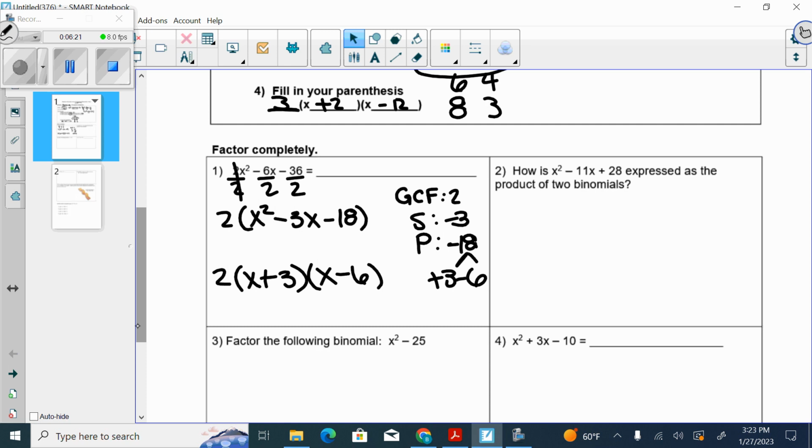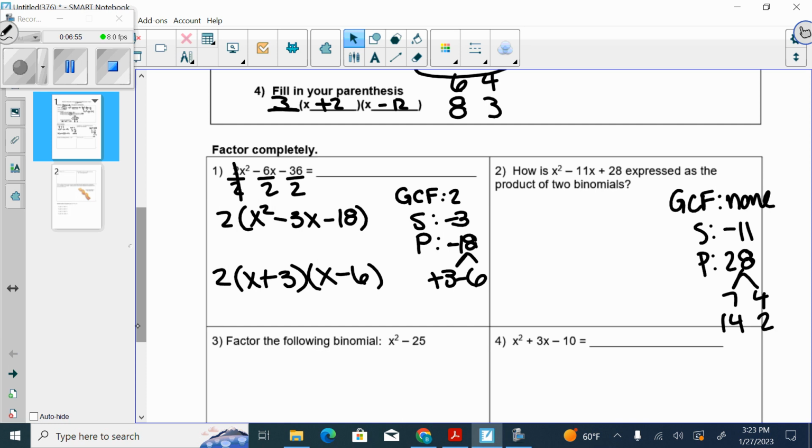Number 2. First thing we look for is a what? Does this one have one? No. Okay. Then what is the sum? Good. And what is the product? Perfect. All right. What multiplies to give us 28? Okay. 7 and 4. 14 and 2. Good. That'll work too.